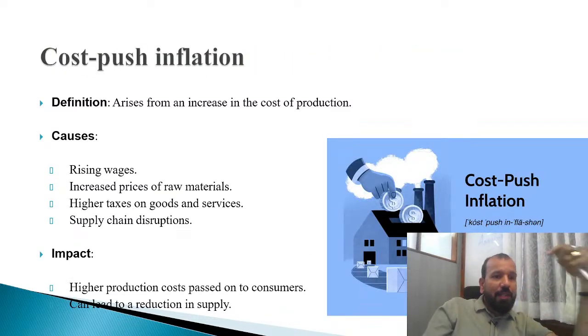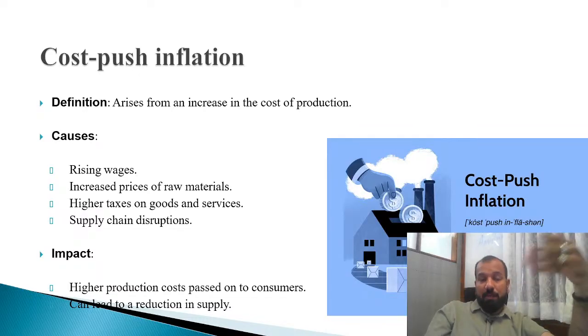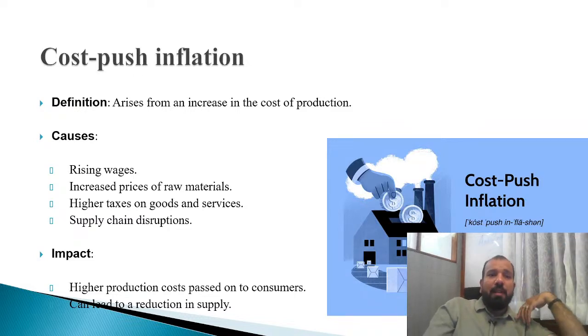Next, the cost push inflation. As I've already discussed, if wages increase, salaries increase, technology costs increase, or factor production costs increase, that is called cost push inflation. It arises from an increase in the cost of production due to rising wages, increased prices of raw materials, higher taxes on goods and services, and supply chain disruptions. Due to any war, such as between India and Pakistan or Ukraine and Russia, or due to COVID-19, as we have been seeing, there was supply chain disturbance. Whenever there is supply chain disturbance, the cost of products and services will automatically increase.